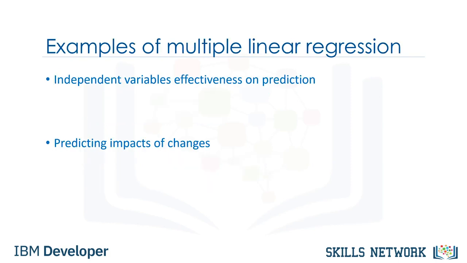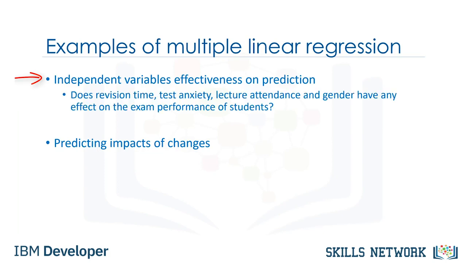Before we dive into a sample data set and see how multiple linear regression works, I want to tell you what kind of problems it can solve, when we should use it, and specifically what kind of questions we can answer using it. Basically, there are two applications for multiple linear regression. First, it can be used when we would like to identify the strength of the effect that the independent variables have on a dependent variable. For example, does revision time, test anxiety, lecture attendance, and gender have any effect on exam performance of students?